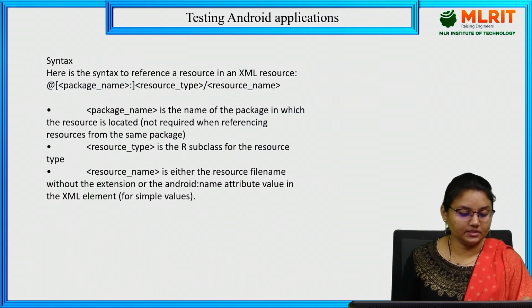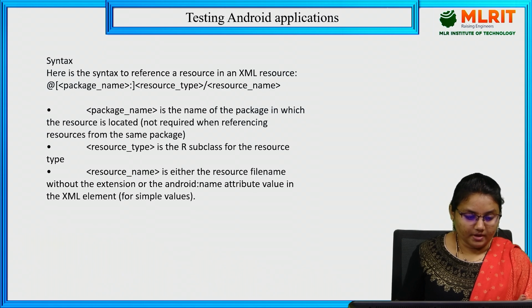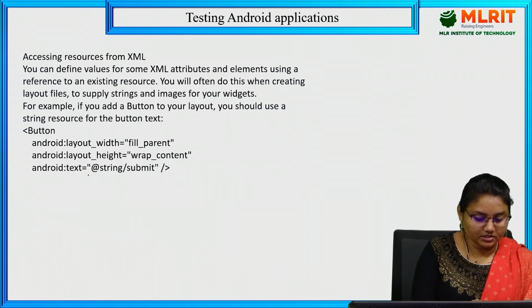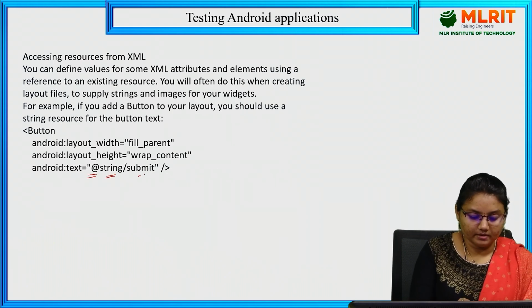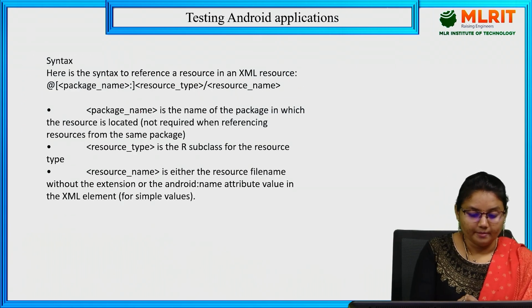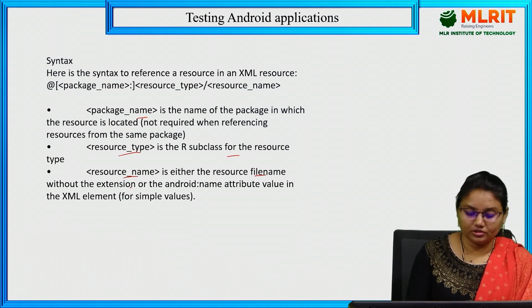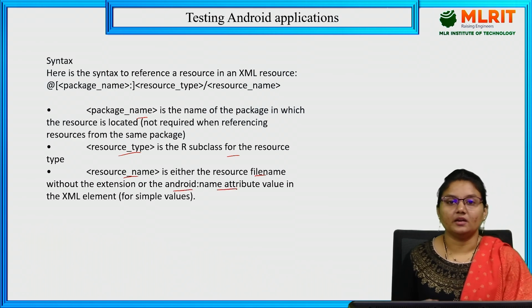Now here is the syntax. Package name, resource type, resource name. As you have seen here, @package name:resource type/resource name. That is the syntax, so syntactically it is given like this. Package name is the name of the package in which the resource is located. Resource type is the subclass for the resource. Resource name is either the resource file name without the extension or the android:name attribute with the value.